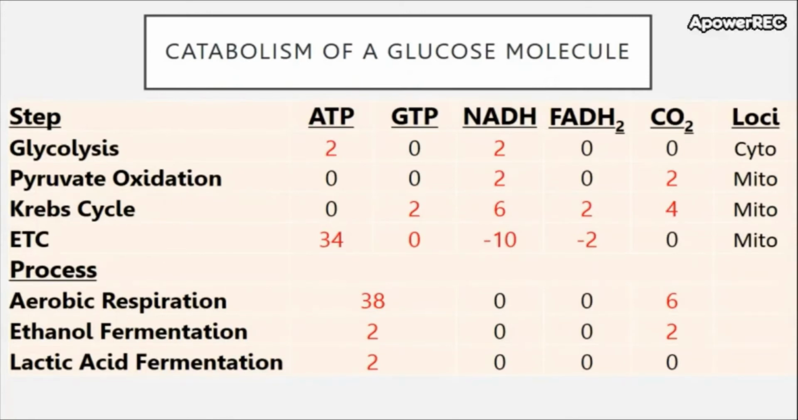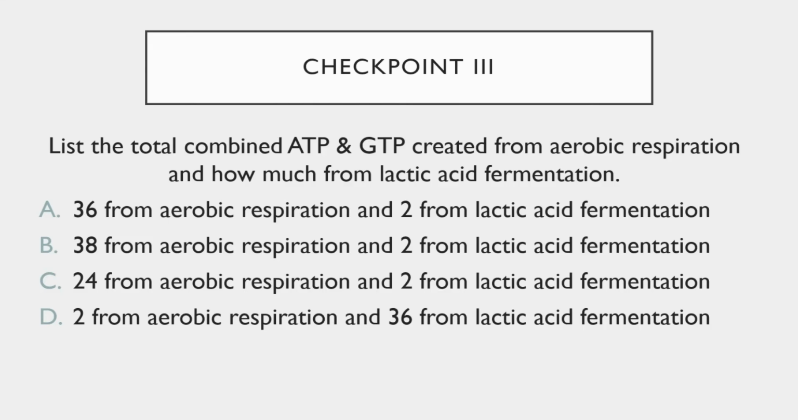I recommend that you take this table and you study it very well. You might want to make a 3x5 note card out of this and just memorize these values. Checkpoint 3. List the total combined ATP and GTP created from aerobic respiration and how much from lactic acid fermentation.